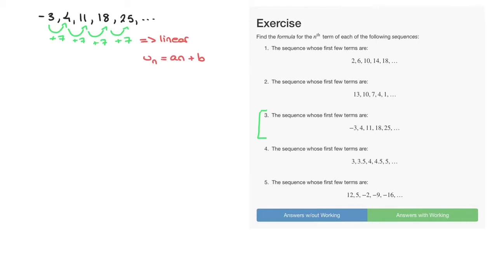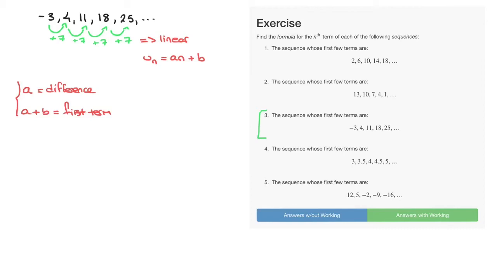And luckily for us, we do that using two equations. Those two equations are a equals the difference, and a plus b equals the first term of the sequence. So those two equations are the equations that we can use for any linear sequence.